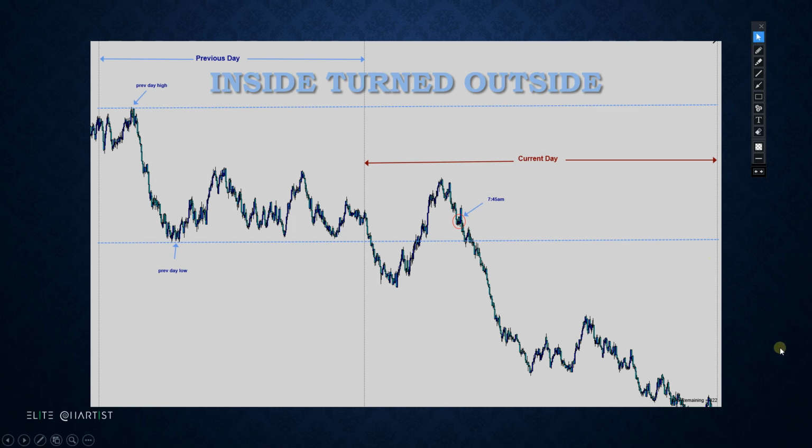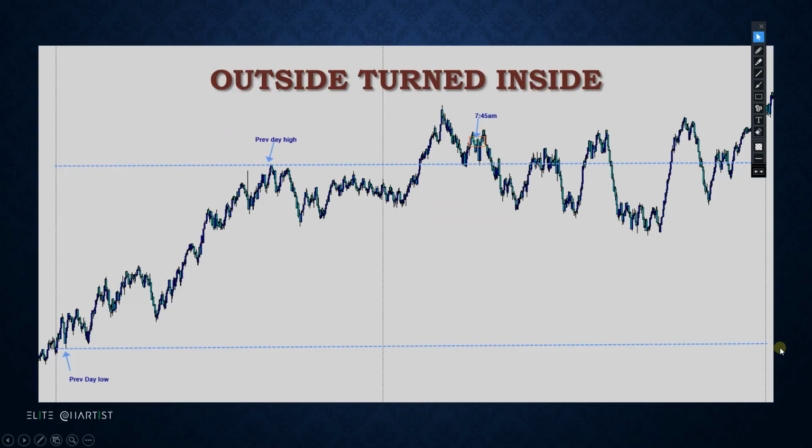Let's do another one. Here is an outside that turned inside. So again, we started there at 7:45 a.m. Everything afterwards did not happen yet. So we're right here. We are above the previous day high. Therefore, it is an outside day. And now typically on the outside days, per the other recordings that I put together for you guys, we would be looking for the reaction at previous day high if we were to come back and look to continue the trend. So upwards, since we broke upwards.